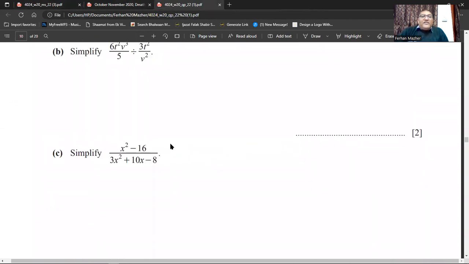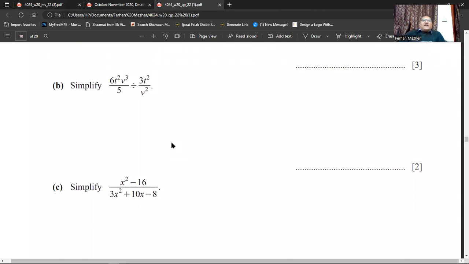So question number 5, it's B part, a very simple question they are asking. It's a 2 marks question. 6t square v cube divided by 5, and then we have a divide sign, 3t square divided by v square.